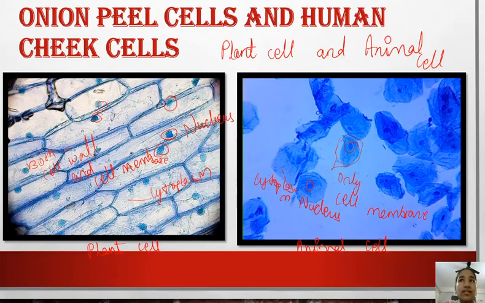Another thing, you will see that all these cells are attached, but over here they are scattered all around. Why? There are many differences between a plant cell and an animal cell. Over here we noticed one difference: a plant cell has a cell wall but an animal cell doesn't. The other differences we'll be covering in our upcoming session. So this is just an introduction to plant and animal cells.